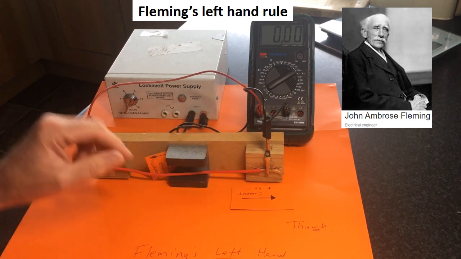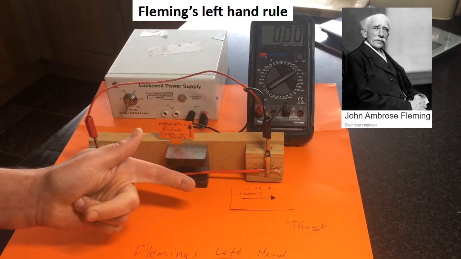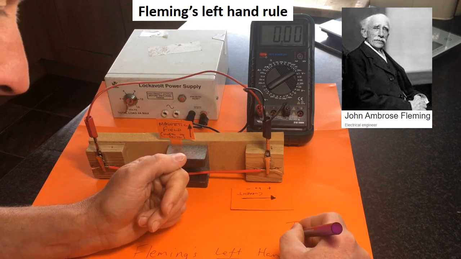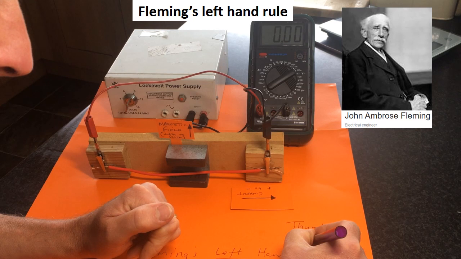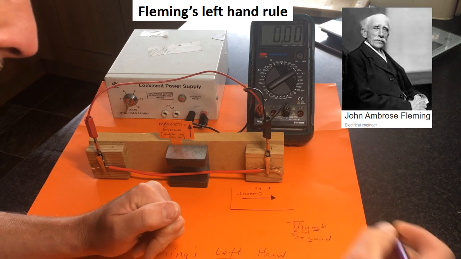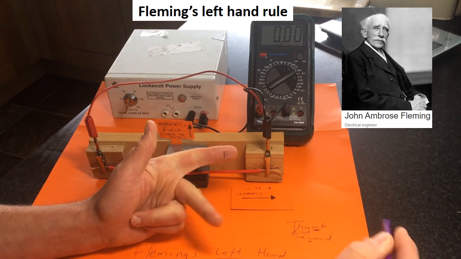So at the moment the current is flowing in that direction. So thumb, motion, second finger is the current, and I missed out the first finger is the field. Thumb motion, or your force, first finger field, second finger current.